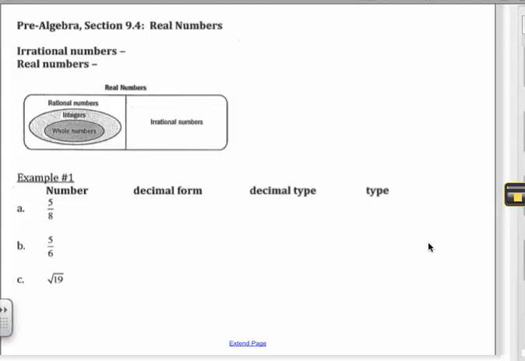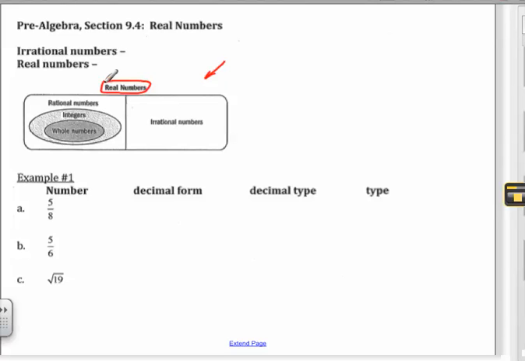Okay, and what we want to talk about today, guys, are numbers and the way we divide them up. They have different classes, different categories. Now you guys have on your notes this little diagram right here, and this is the diagram of the real numbers.